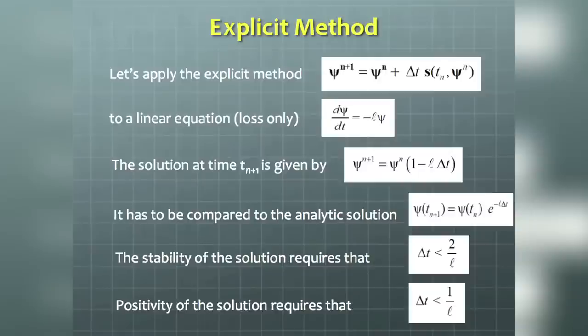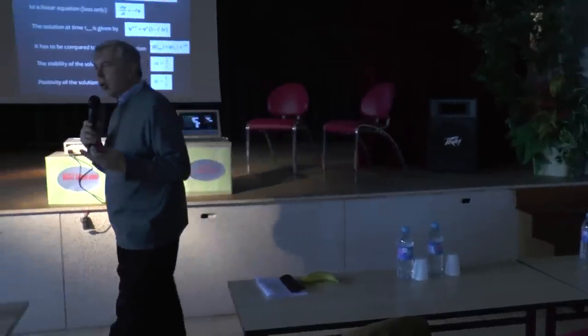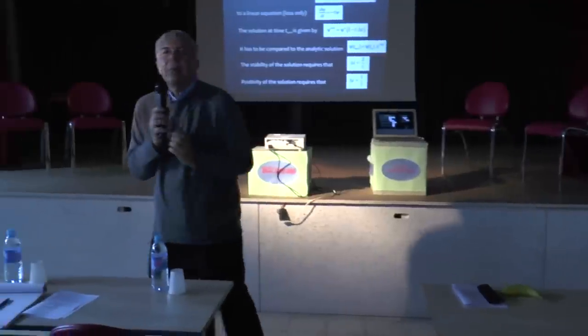That's my exact analytic solution. If I apply now the explicit method, I look for an approximation, which is shown here. So the phi at time n plus 1 equals phi n times 1 minus L delta T. So I have replaced the exponential term by 1 minus L delta T. This is going to be relatively okay if delta t is very, very small.